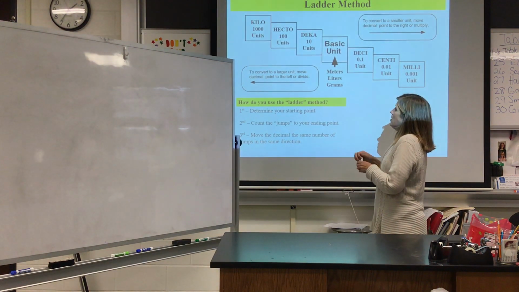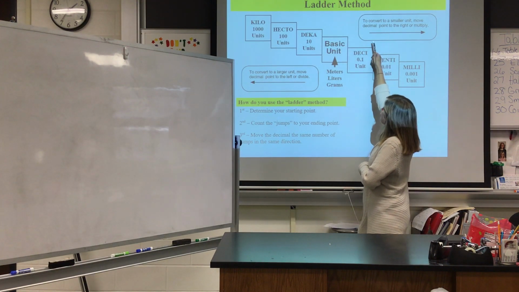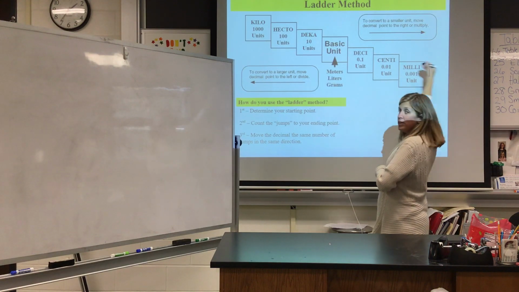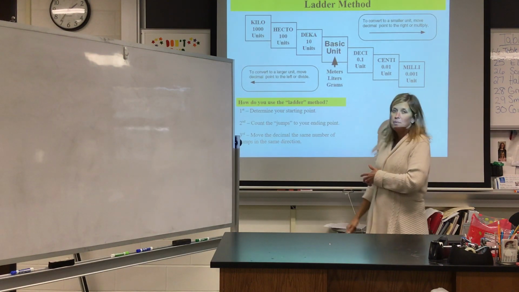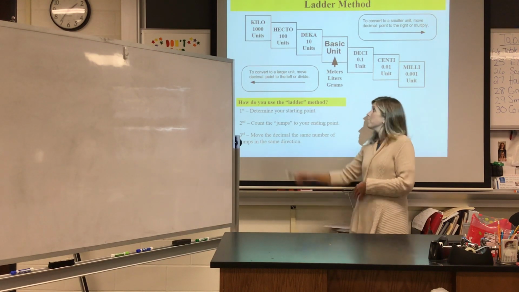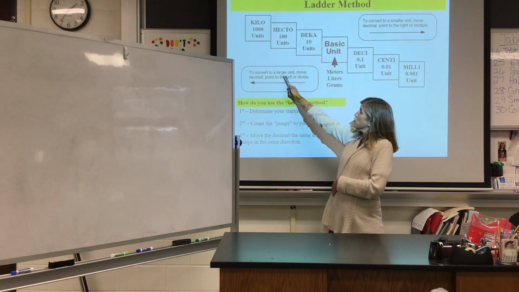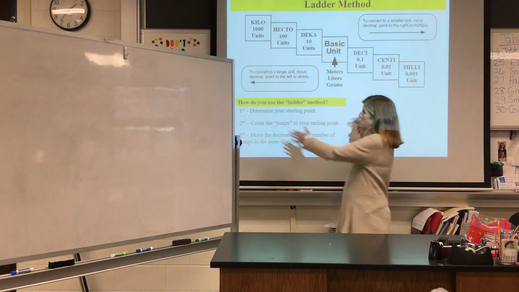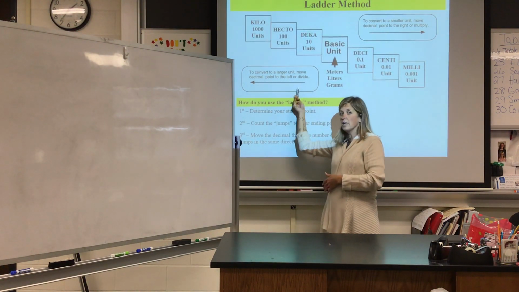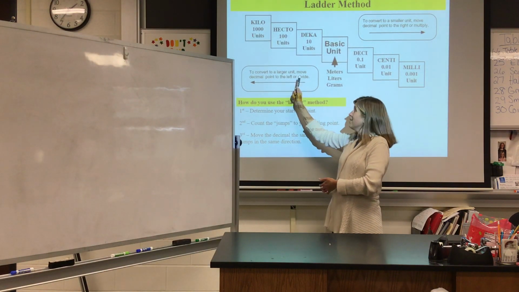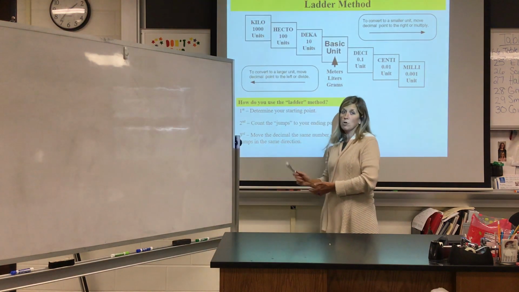Okay? So if you read, to convert to a smaller unit, move the decimal point to the right, or multiply. We're not even going to do the multiplying. We're just going to move the decimal. If we want to convert to a larger unit, we're going to move the decimal to the left, or divide. And once again, we're not going to do the division here and now. We're just going to move that decimal point.